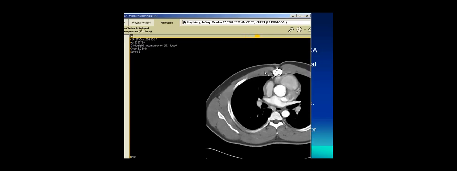Let's show the angiogram. Do you have the angiogram? Looks like a long intramural course, doesn't it? It seems to be against the wall of the right sinus of Valsalva for a long time, a long segment.